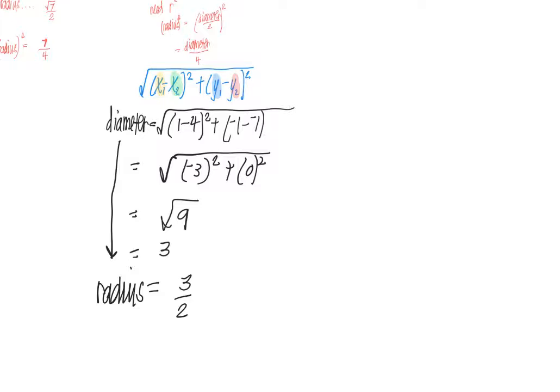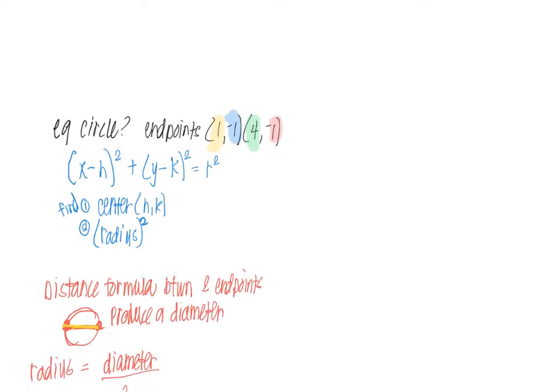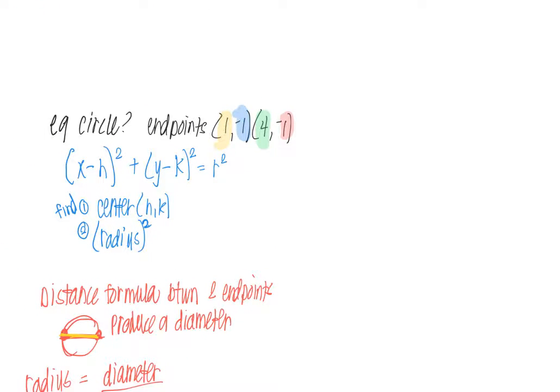But am I done? Is this what I need for the formula? No, I need to square it. So the radius squared is 3 squared, which is 9, and 2 squared, which is 4. So technically, I could go back up here and write 9 over 4 right there, but I'm not going to do that yet.